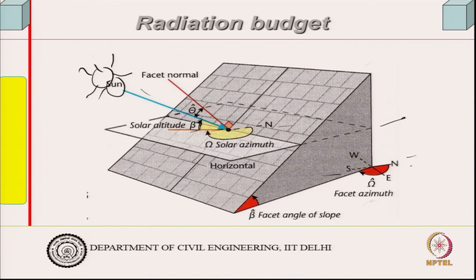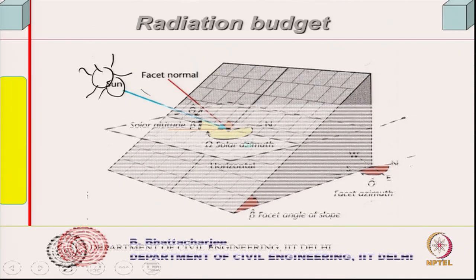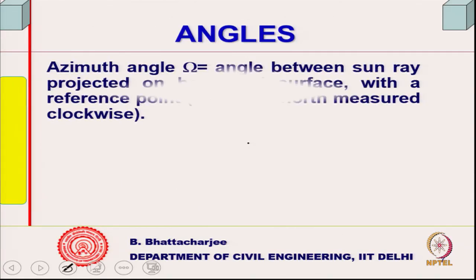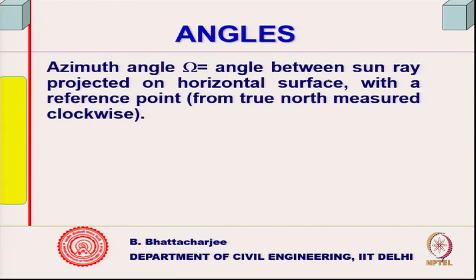The solar azimuth angle is the angle made in the horizontal plane from a reference line to the projection of the sun ray onto that plane. So, diagrammatically these are like this, and if I write them out: the azimuth angle is the angle between the sun ray projected on the horizontal surface and a reference, usually north, measured clockwise.